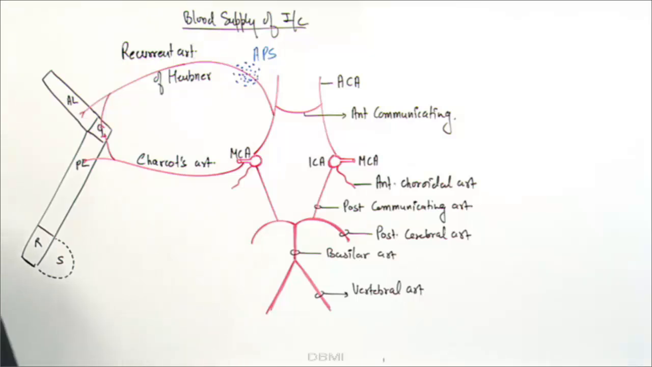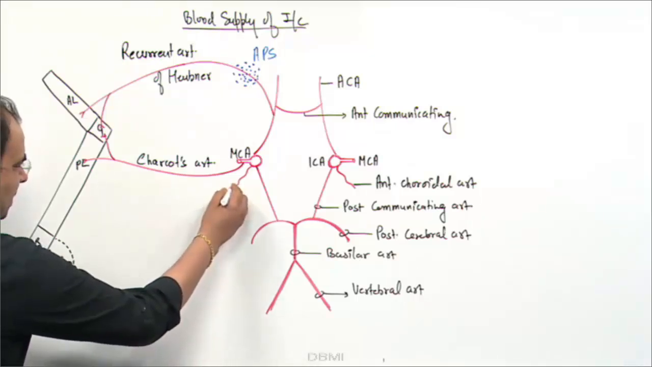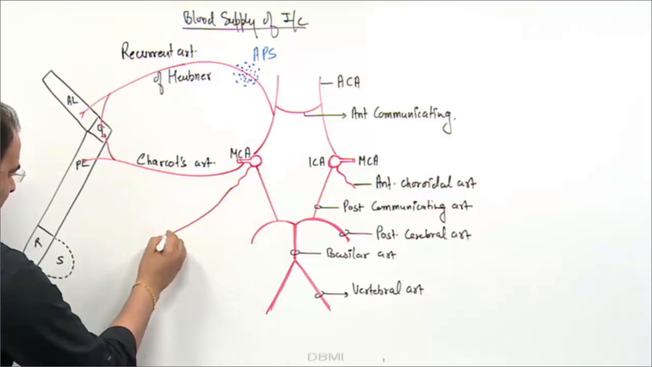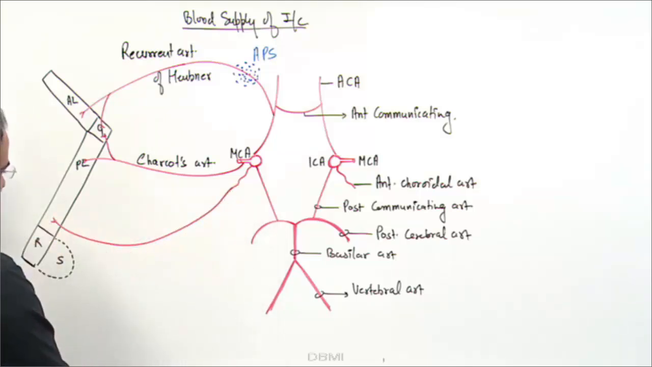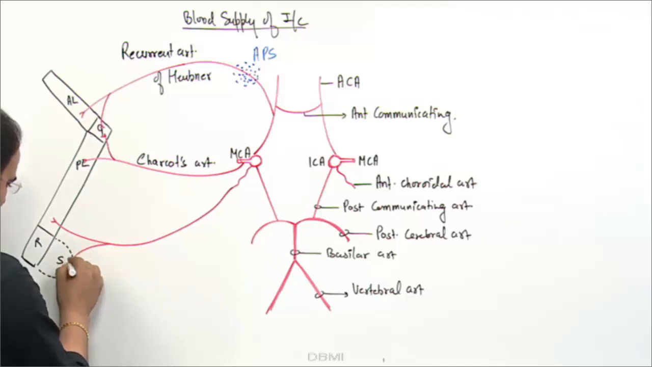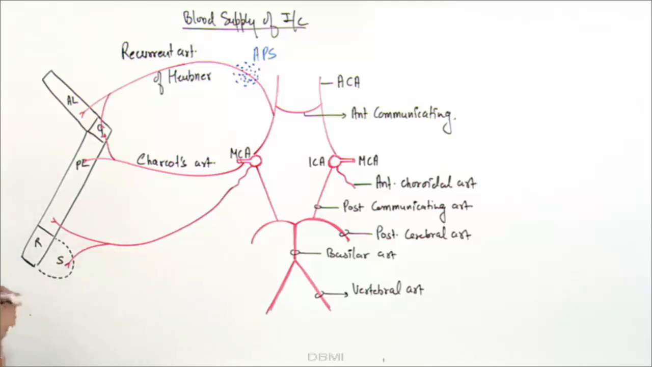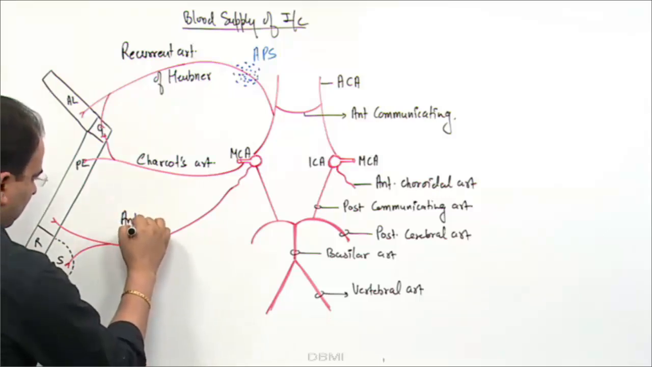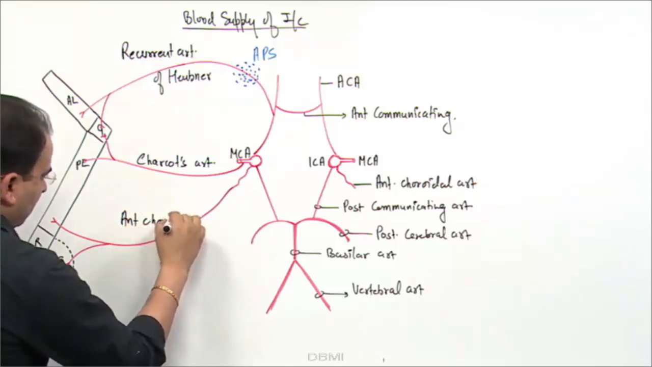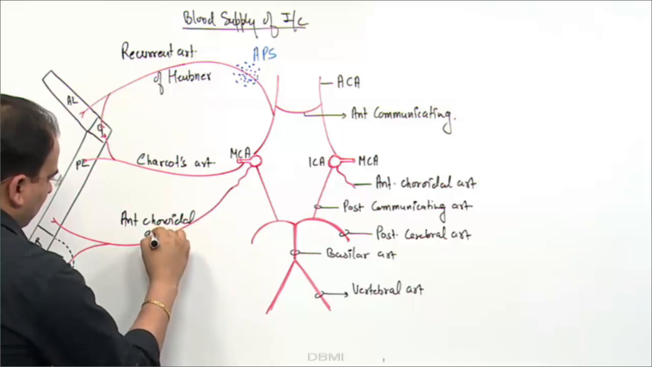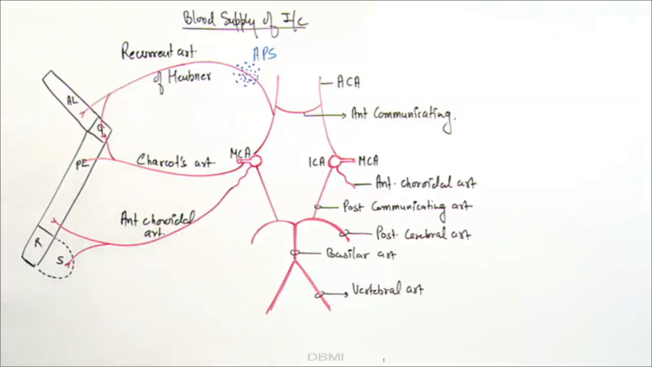Anterior choroidal artery. The anterior choroidal artery will supply the posterior part of posterior limb and sublentiform part. This is anterior choroidal artery. Anterior choroidal artery supplies posterior part of posterior limb and sublentiform part.